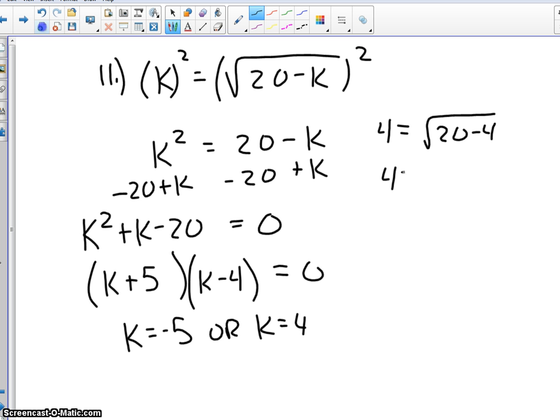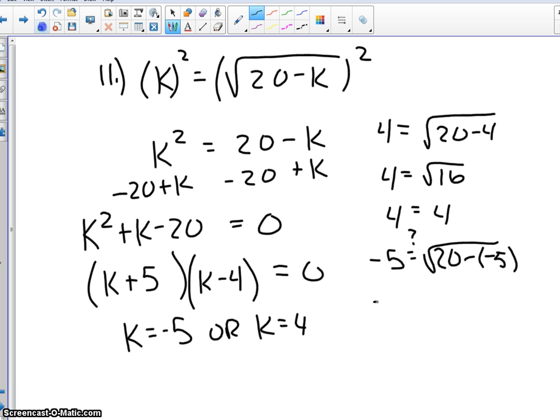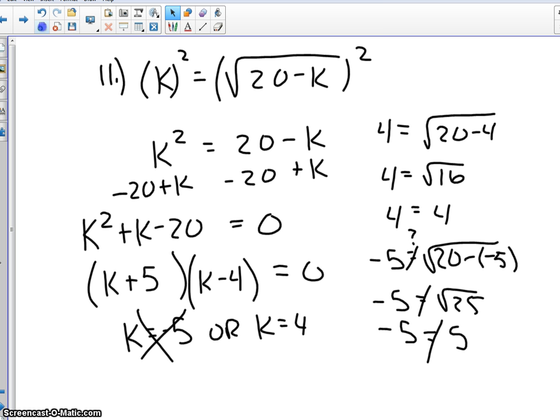what you come up with is 4 equals the square root of 16. Well, 4 does equal 4. So that worked. Okay, so that one's okay. But now if you try negative 5, you have negative 5 equals the square root of 20 minus negative 5. So you're asking if that works. Well, negative 5 equal to the square root of 25, which is 5. And notice those are not the same. So you have to throw out that extraneous solution. And your only solution is k equal to 4.